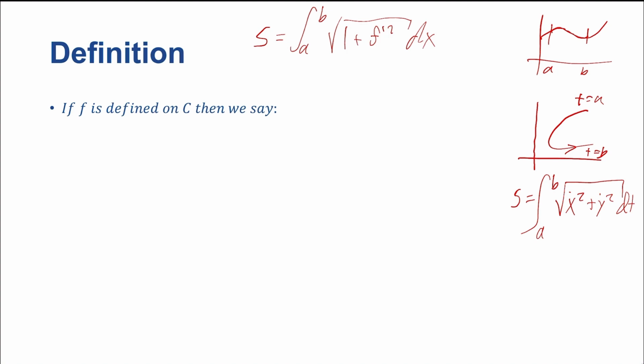If I want to take the integral of a function along an arbitrary curve, then I say that I'm taking the integral over C of f(x, y) ds. And this is equal to the limit as n approaches infinity of the sum from i equals 1 to n of f(x, y) delta s.